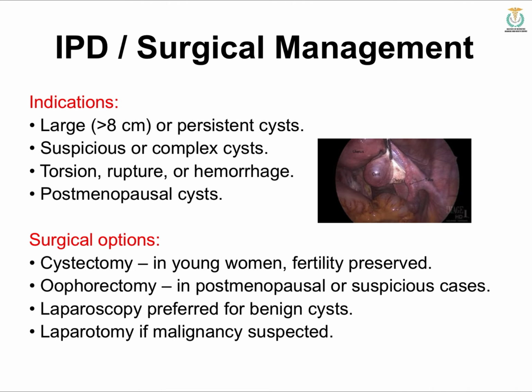So in young women, we try to preserve the fertility with the cystectomy. Then in post-menopausal or suspicious cases, oophorectomy is safer. Then laparoscopy is preferred for the benign cyst, and if any kind of malignancy is suspected, you can go for a laparotomy. So always send the specimen for histopathological confirmation. That is one of the most important points here.